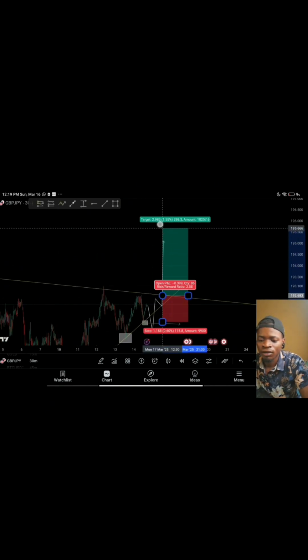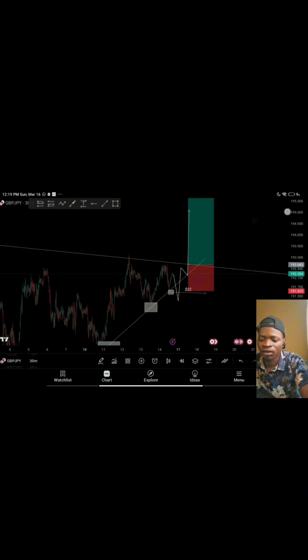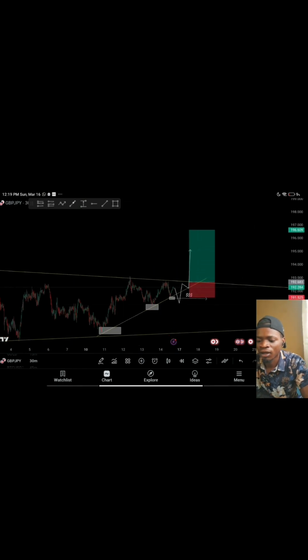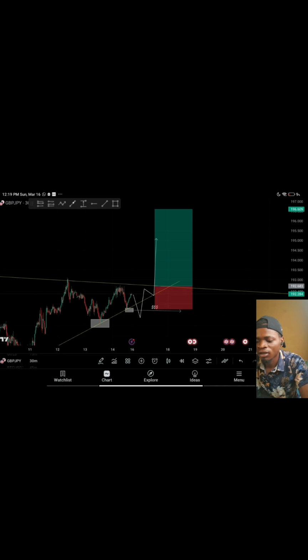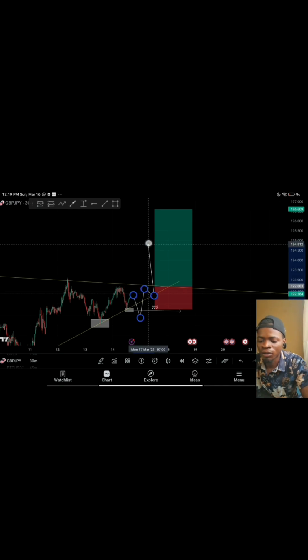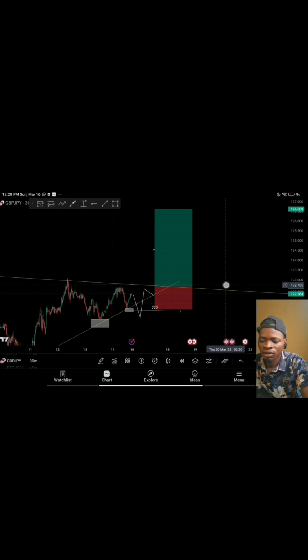So this is a little top-down analysis I have on Gbpjpy, based on my mentee that asked me to analyze Gbpjpy. I think Gbpjpy should buy at 192.656. I think Gbpjpy should buy here.